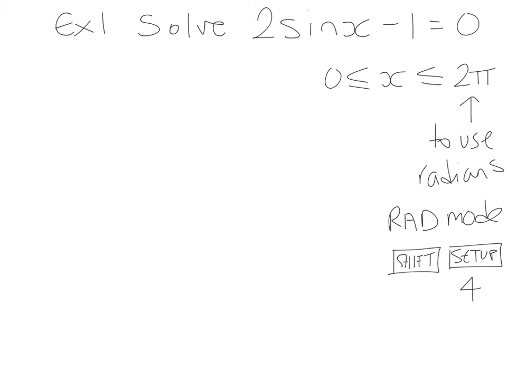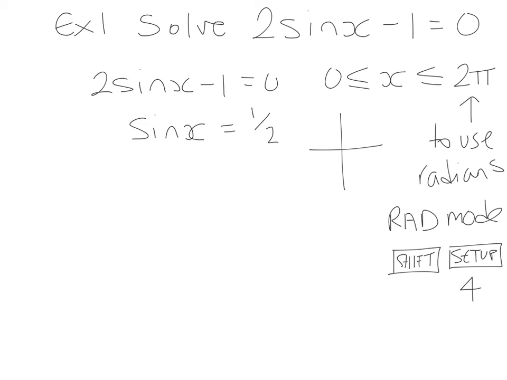Well, the first thing we need to do is to rearrange 2 sine x minus 1 to get sine x on its own, just like the first step of a trig equation with degrees. So we've got sine x is equal to a half. We think about whether that function is positive or negative, and it is positive. So that will determine the quadrants that we need to use.